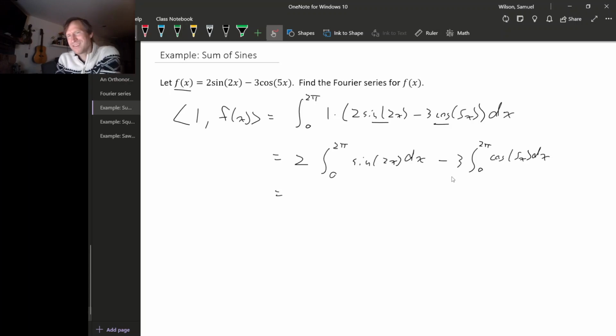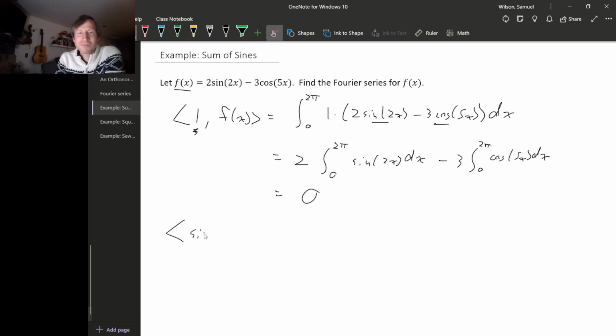Okay, and both of these integrals turn out to be 0. So the one component of the Fourier series is 0. All right, now let's look at the rest of them. Well, we'll do one more example, and then we'll skip to a shortcut.